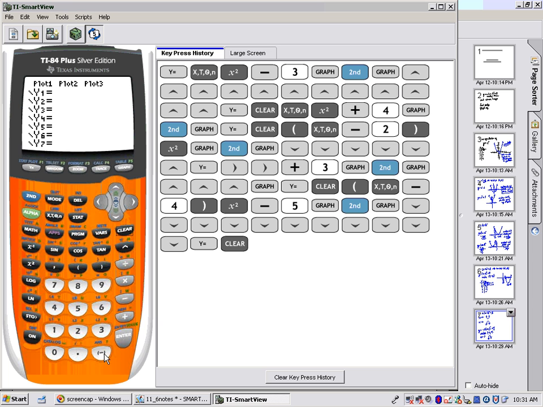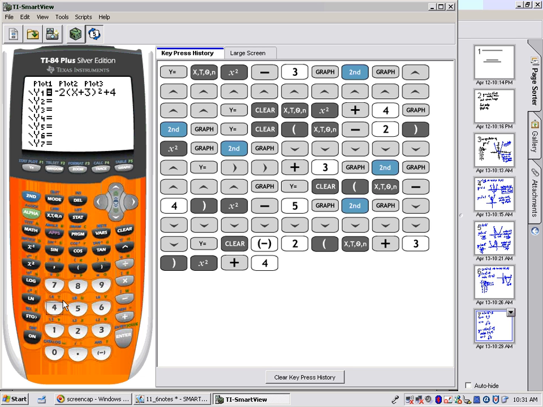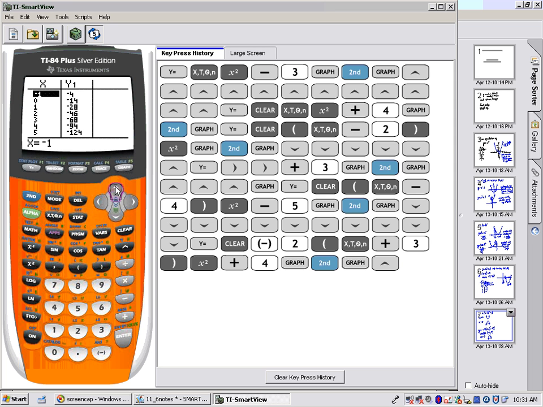So what is that? -2 times (x plus 3) squared plus 4. If I graph, yeah, notice how I have (-3, 4) as my vertex, and then the parabola is going down. And again, you can look at the table to see that around (-3, 4), the y values are symmetrical.